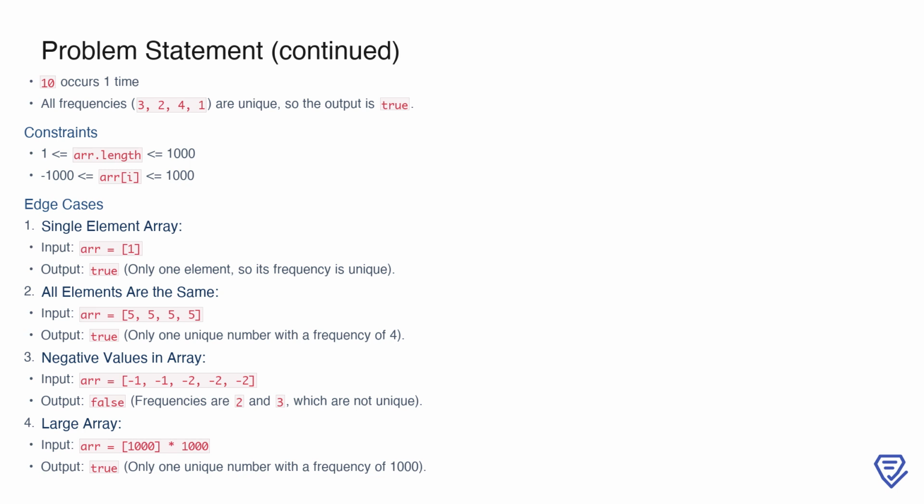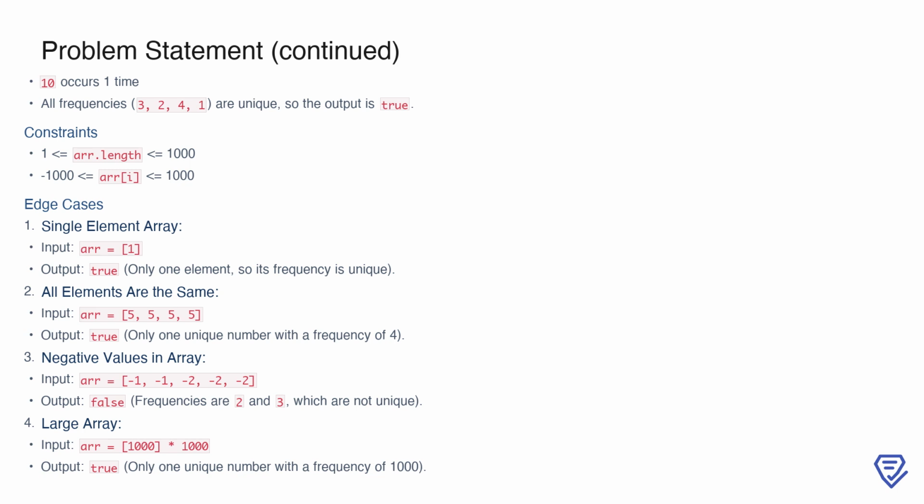Finally, let's review some important constraints and edge cases. The array length is guaranteed to be between 1 and 1000, and values range from -1000 to 1000. For edge cases, consider a single element array like ARR equals 1. The output is true since there's only one element, making its frequency automatically unique. If all elements in the array are the same, like ARR equals 5, 5, 5, 5, the output is also true, as there's only one unique number with a frequency of 4.